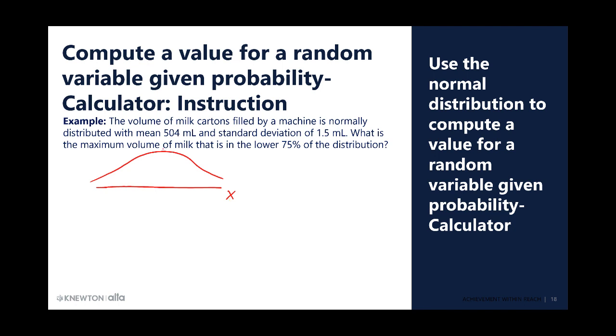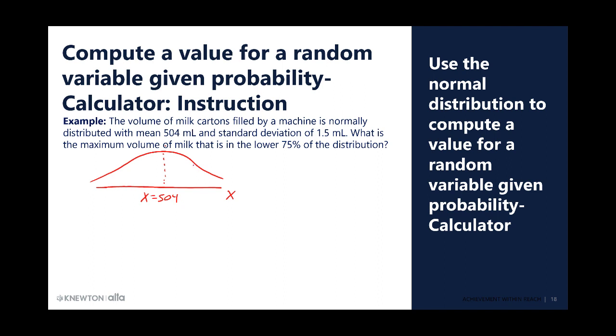And right down the middle, if you recall, we are centered at the mean. They told us the mean is 504, so right down the middle is where x is 504. And we're trying to find the volume of milk that represents the maximum value of the lower 75% of the distribution. They're a little wordy here. What they mean is the 75th percentile is really what they're asking for.